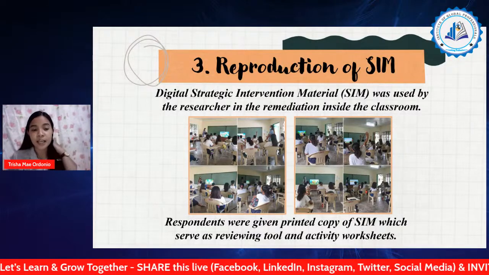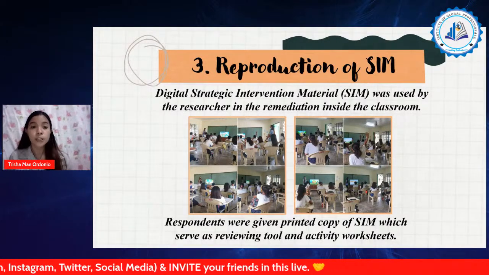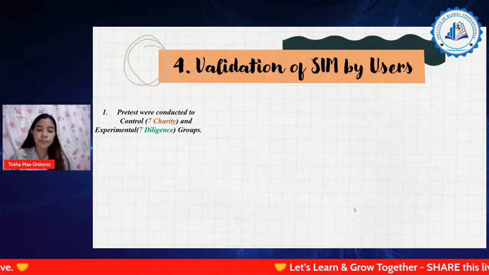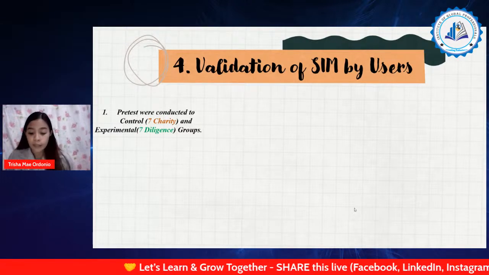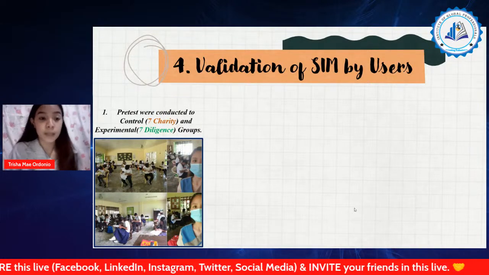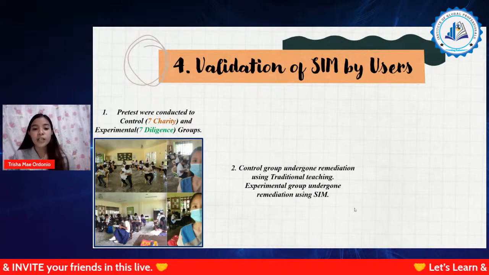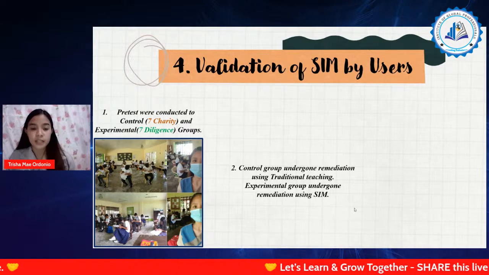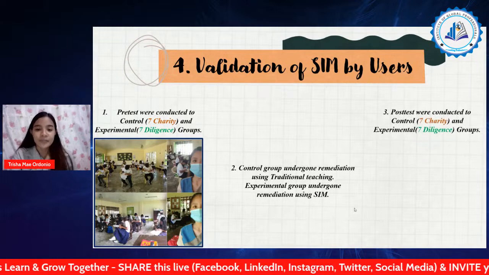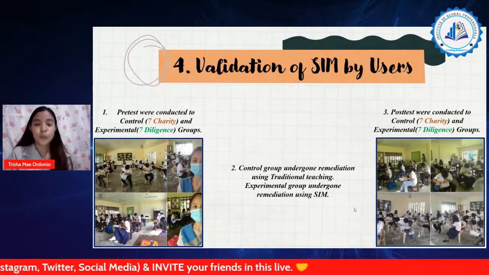Next is the reproduction of SIM. Here in the remediation process, I use digital SIM in the classroom and I provided the students the printed copy that will serve as the reviewing tool or activity worksheets. So next is the validation of SIM by the users. Of course, in order to validate, we need the pretest of the control and experimental group before the start of the treatment period or the remediation period. Next, number two, both groups will undergo a remediation. The control group will use the traditional teaching, while the experimental group will undergo remediation using the strategic intervention material. And number three, the last is the post-tests were conducted to the control and experimental group.